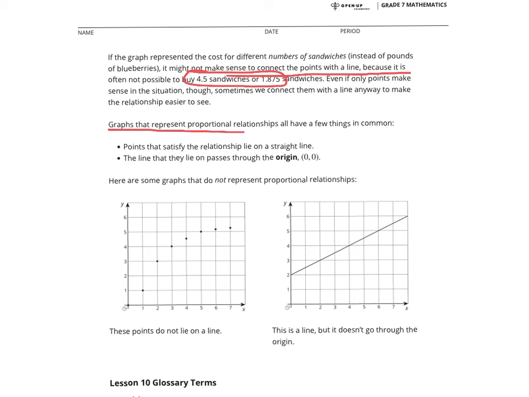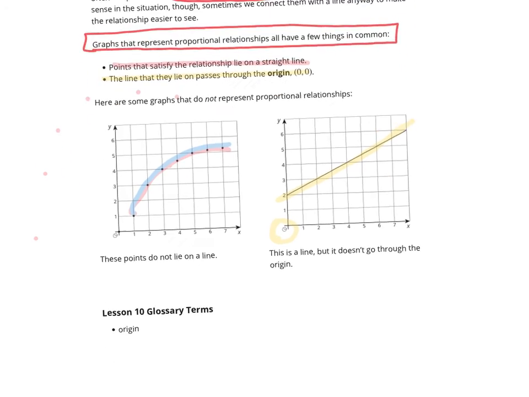Graphs that represent proportional relationships all have a few things in common, and this is the big takeaway here. The points that satisfy the relationship lie on a nice straight line, so they won't be all over the place. They won't be curvy like this one is. That is not a proportional relationship because it curves. And also, the line that they lie on passes through the origin, passes through 0, 0. This does not represent a proportional relationship. It's a nice straight line, but it doesn't go through the origin, not proportional. Again, curvy here, not proportional. So these two things are examples of graphs that are not proportional relationships.